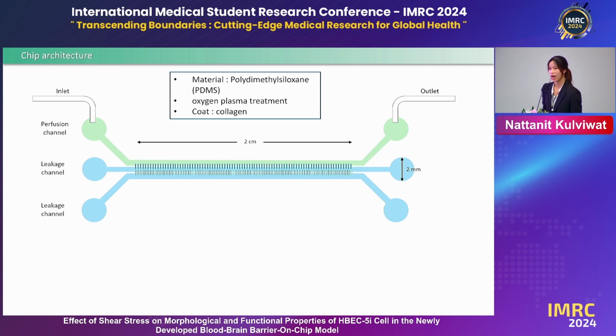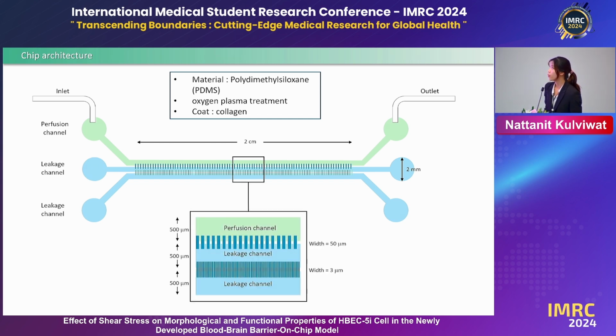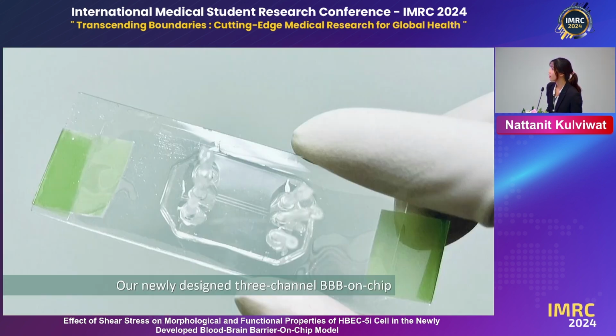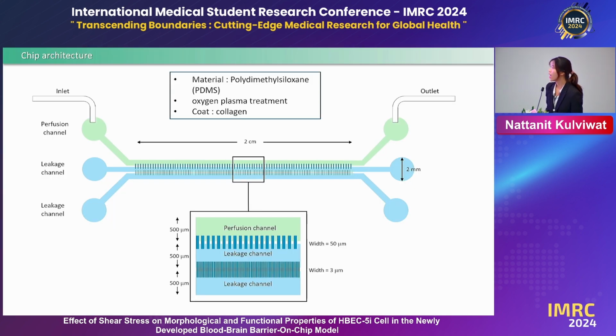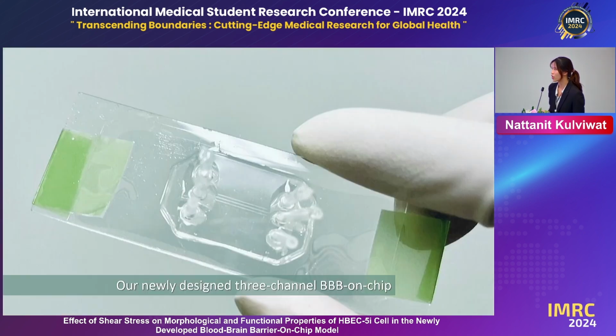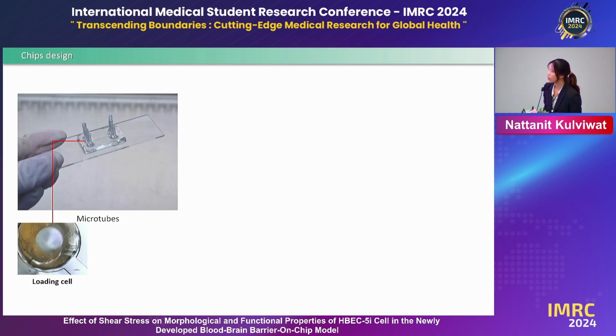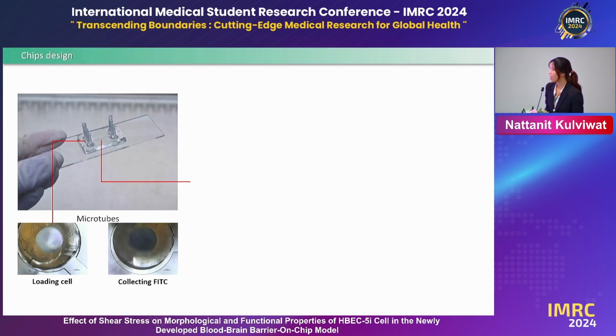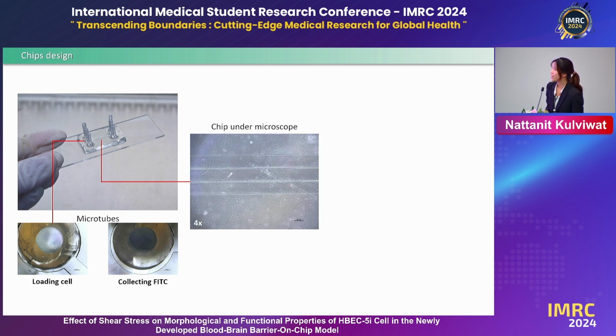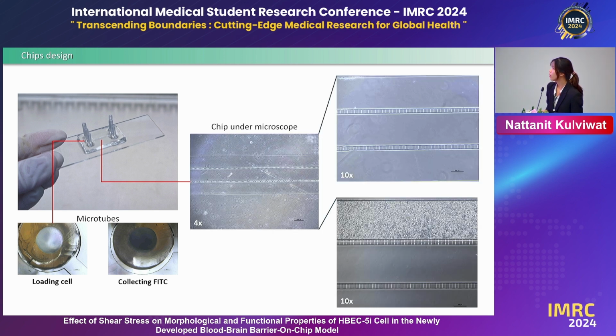So here is the chip architecture. The chip is made of polydimethylsiloxane or PDMS, and oxygen plasma treatment is applied to the chip, and the chip will be coated with collagen. There are an inlet and outlet of the chip, and there is one perfusion channel and two leakage channels. Between the perfusion and leakage channels, there are microchannels that have a width of 50 micron. So here is the picture of our chip, and here is the picture of the chip and the microtube for loading cells and for collecting FITC-dextran, and this is the chip under the microscope, without cells and with cells.